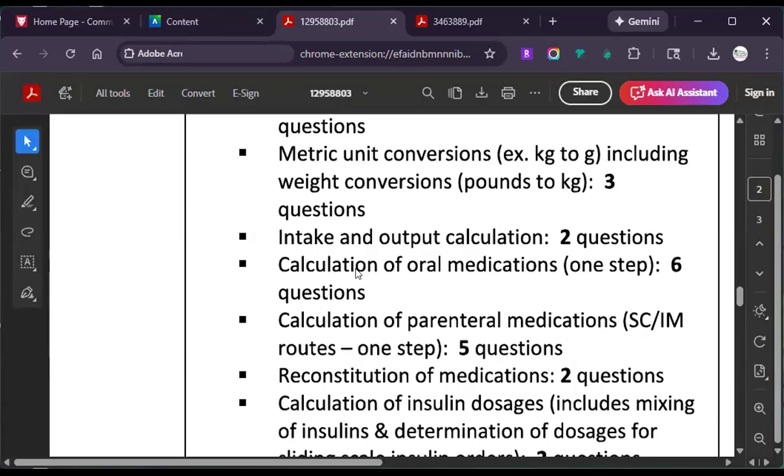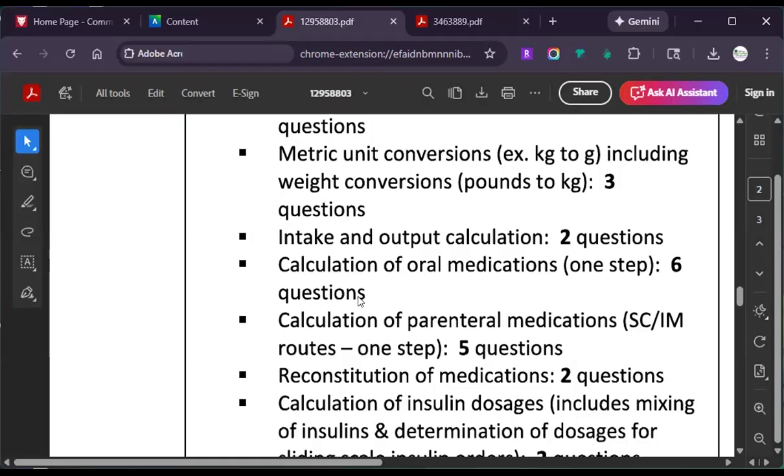You have to decipher some shorthand words like QD, BID, TID, types of words to know how much to administer either per dose or even how much to administer per day.